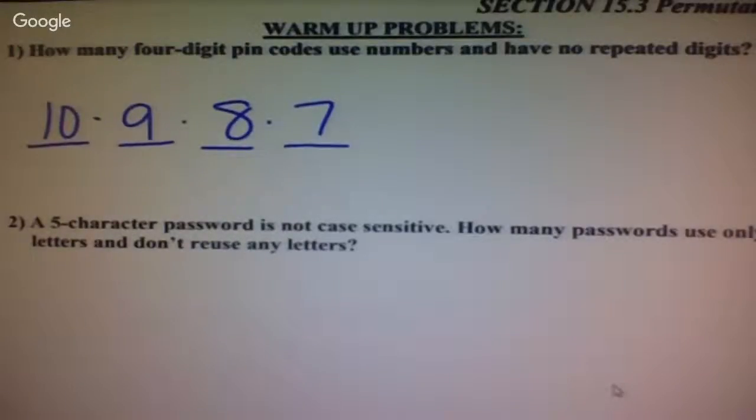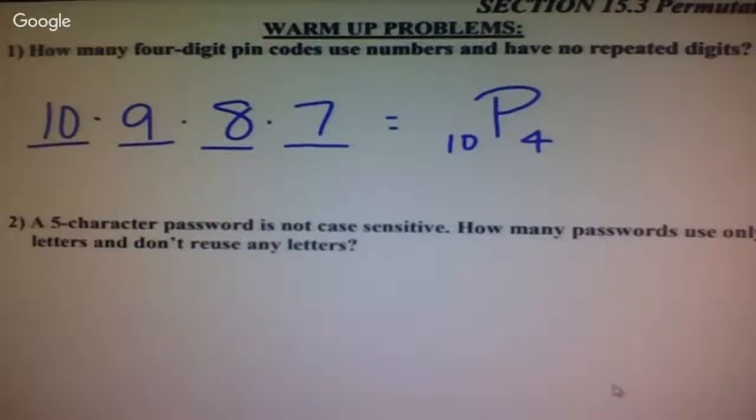Instead of writing it out like this, I can put 10 permutate 4. That's your shortcut. Couldn't you also do the 10 exclamation point? No, because then that would do 10, 9, 8, 7, 6, 5, 4, 3, 2, 1. If you had to go clear down to 1, then yes.